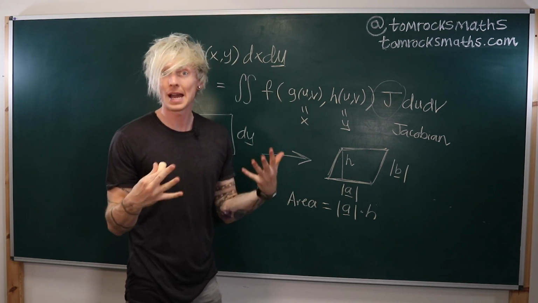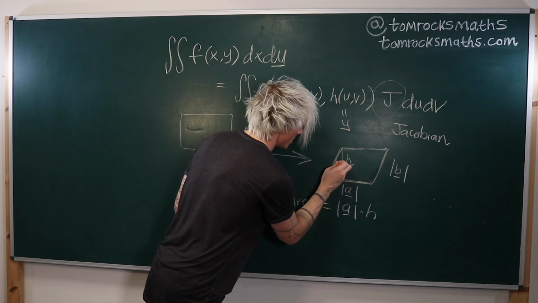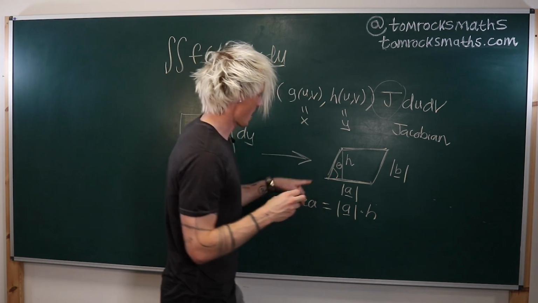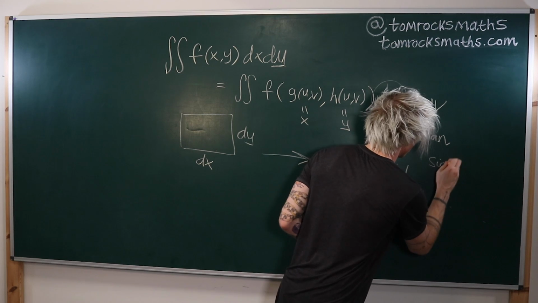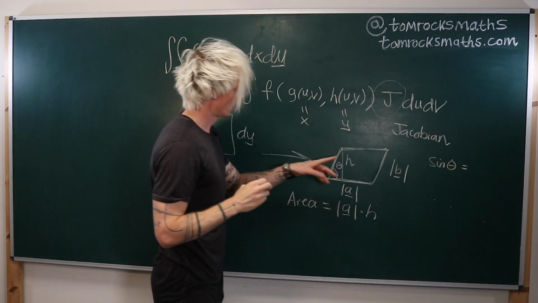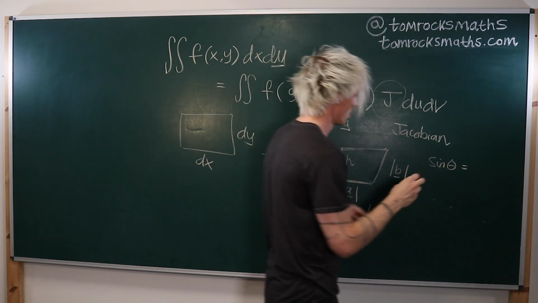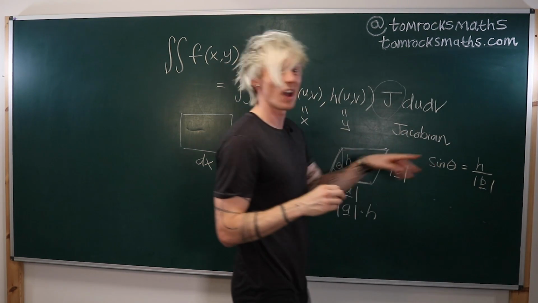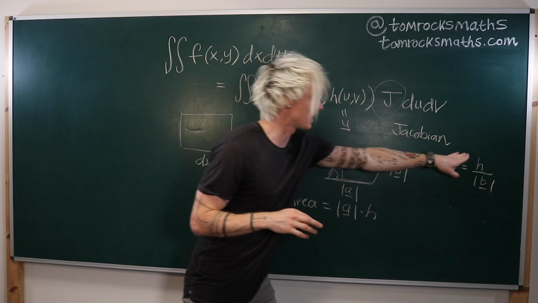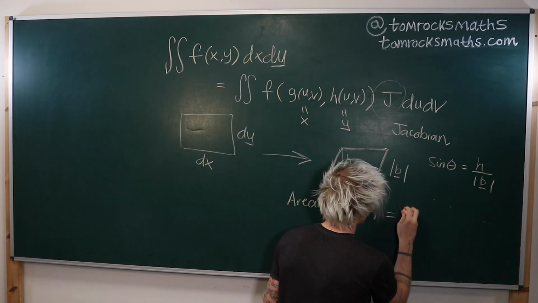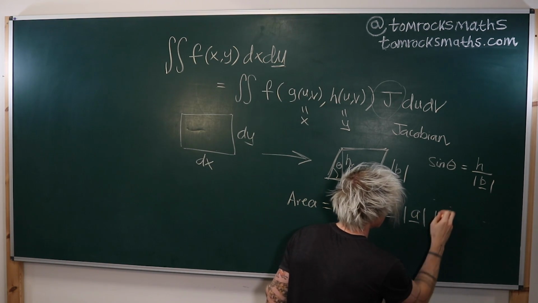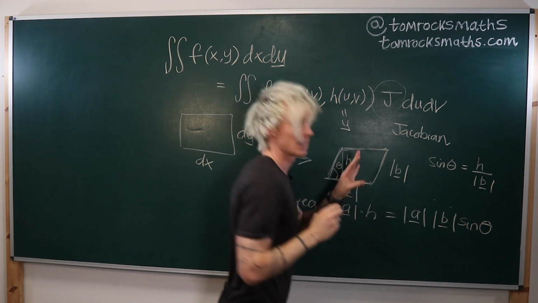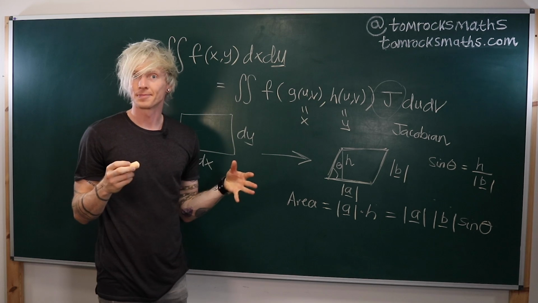And we can figure out the height using some simple trigonometry. If I label this angle as theta, then I can say that sine of theta is equal to opposite, which is h, over the hypotenuse, which is the length of b. And so therefore h is actually going to be the length of b times sine theta. So the area is the length of a times the length of b times sine theta. That is the area of our parallelogram.